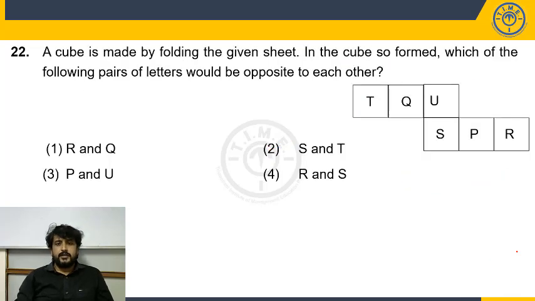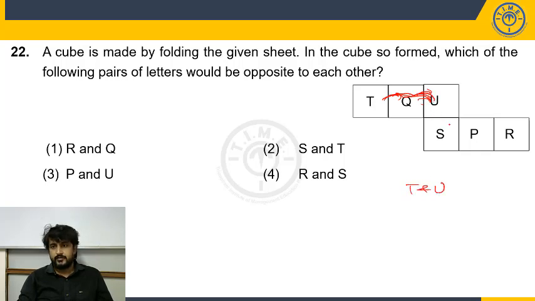A cube is made by folding the given sheet. In the cube so formed, which of the following pairs of letters would be opposite to each other? Right. If you are trying to close the paper like this, U will be adjacent to Q. So you have to close this one 2 times. So these two will become opposite. So T and U will become opposite.